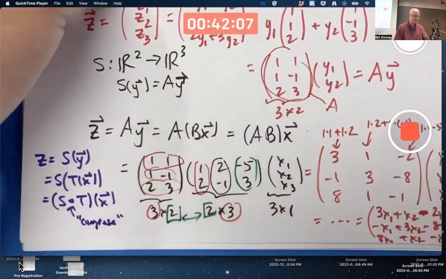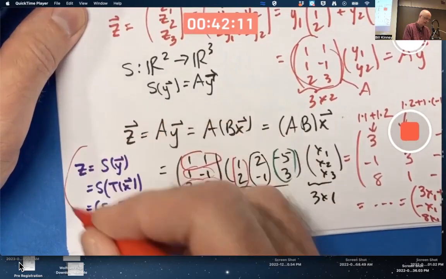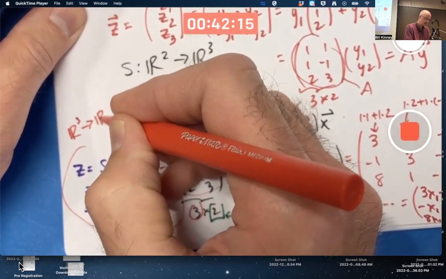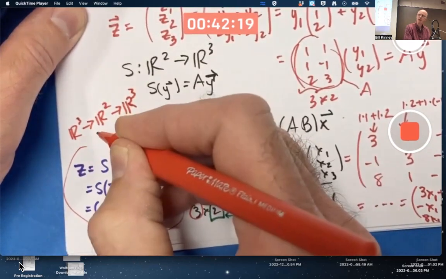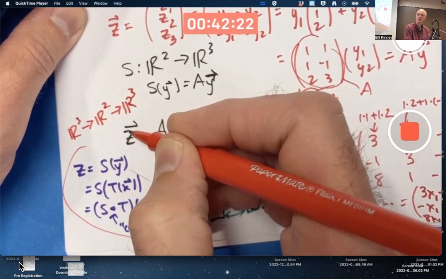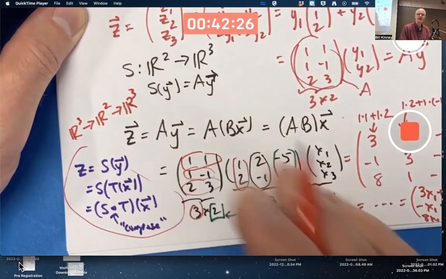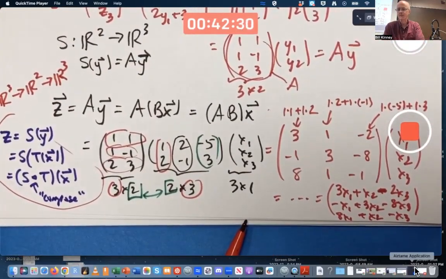When you compose them, ultimately in this composition, you're going from R3 first to R2, then to R3. You're collapsing, so the result can't be one-to-one. And then you're expanding, so the final result can't be onto. It's going to be neither. That can be confirmed with row operations. Let's just double check that.